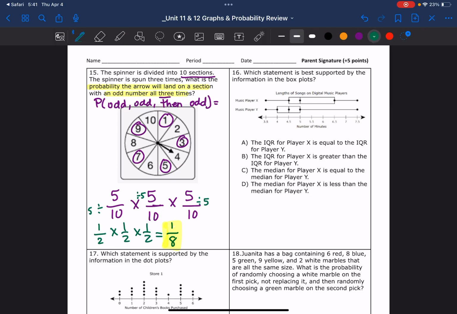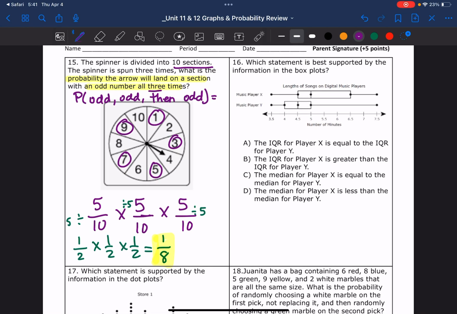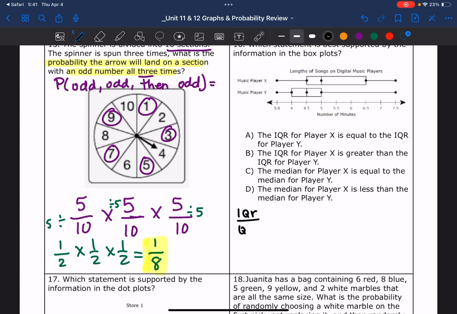Okay. Let's look at number 16. Which statement is best supported by the information? I'm going to use different colors for this one so we can see the answer choices differently. The IQR for player X is equal to the IQR for player Y. Down here, I'm going to do IQR, and the reason why is because for IQR we're subtracting. That is going to be Q3 minus Q1.